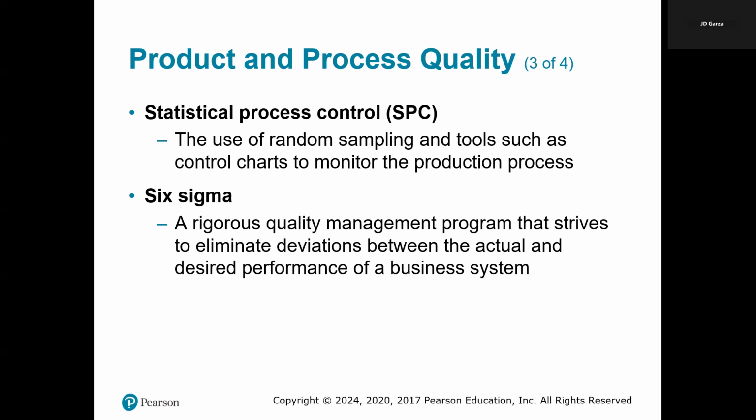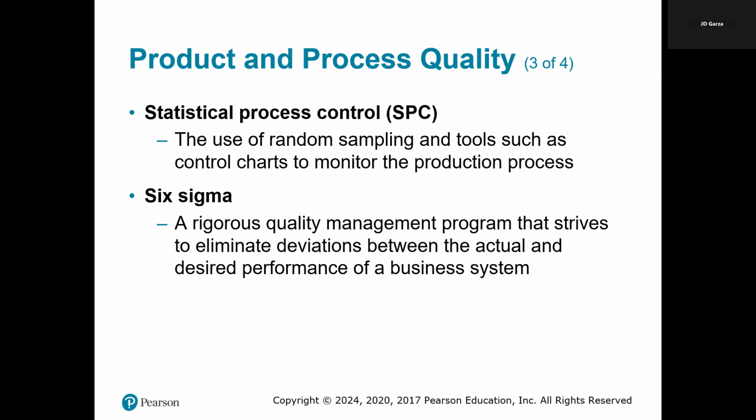SPC uses statistical methods such as random sampling and control charts to monitor production processes by analyzing data throughout production. SPC helps detect deviations from quality standards early on, enabling timely corrections before defects even occur. It also employs a variety of statistical tools to monitor the quality of production processes. The most common tool is the control chart, which displays data over time and helps identify trends or shifts in processes.